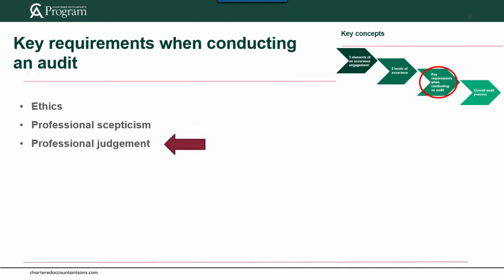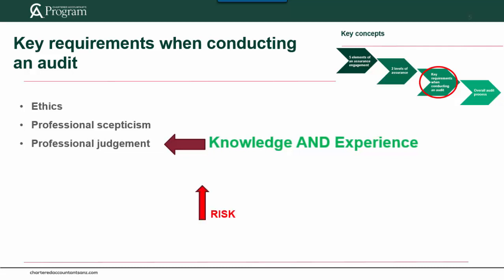The third requirement when conducting an audit is that the auditor needs to exercise professional judgment. Interpreting the requirements of the International Auditing Standards and making informed decisions throughout the audit can only be made with the application of appropriate knowledge and experience. It therefore makes sense that for areas which are greater risk and often more complicated in audit, you would assign more experienced staff who would have the required knowledge and experience.